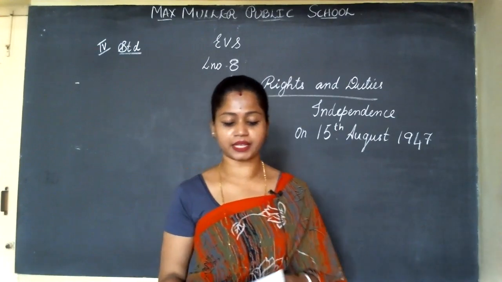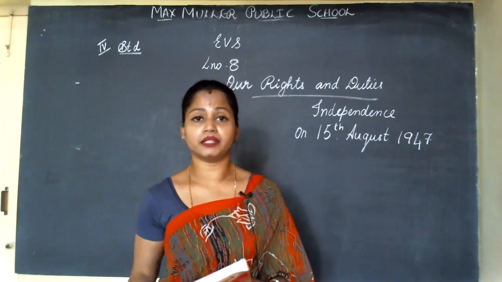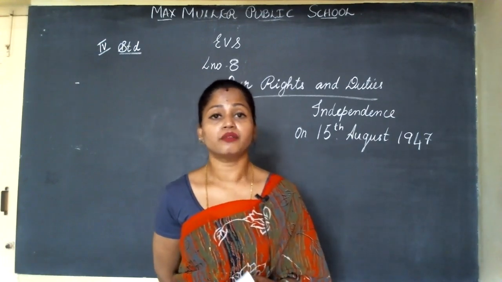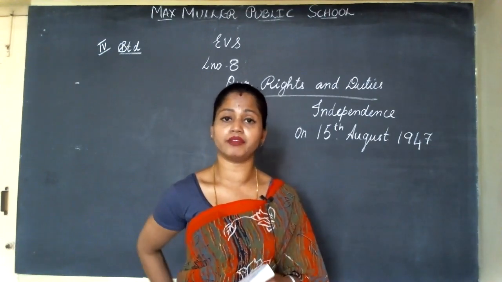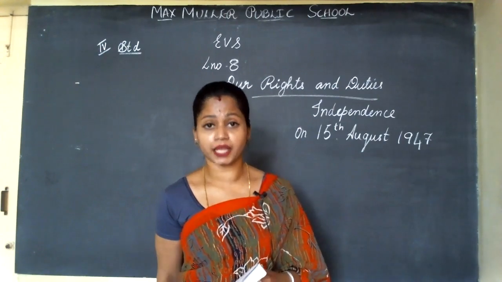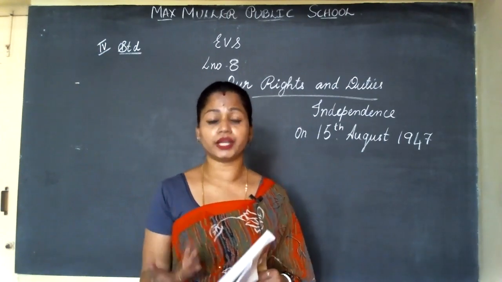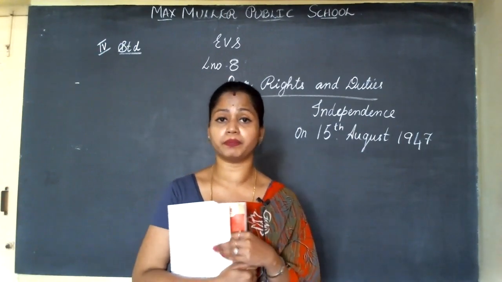We celebrate this day as Republic Day. Independence Day is 15th August 1947. We got independence, and every year on August 15th we celebrate Independence Day. In the same way, we were ruled by our own people. We were not ruled by the British people.